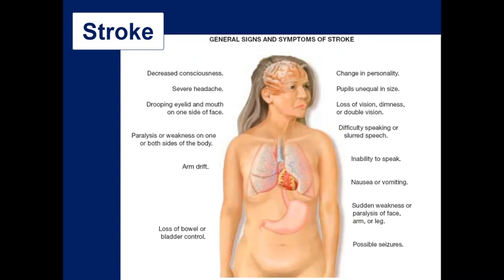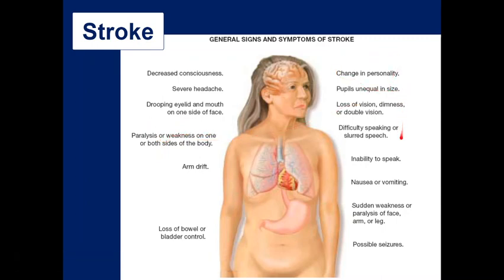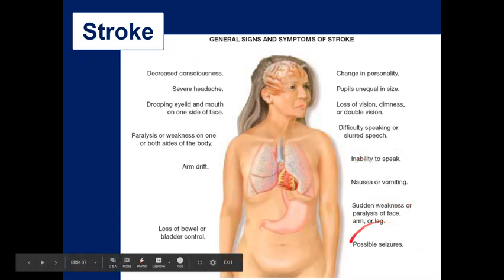So let's just go through a couple other general signs and symptoms of stroke. Altered mental status, headache, arm weakness, bowel and bladder loss of control, paralysis on one or both sides of the body, personality change, pupil changes, problems speaking or inability to speak, nausea, vomiting, seizures possible.